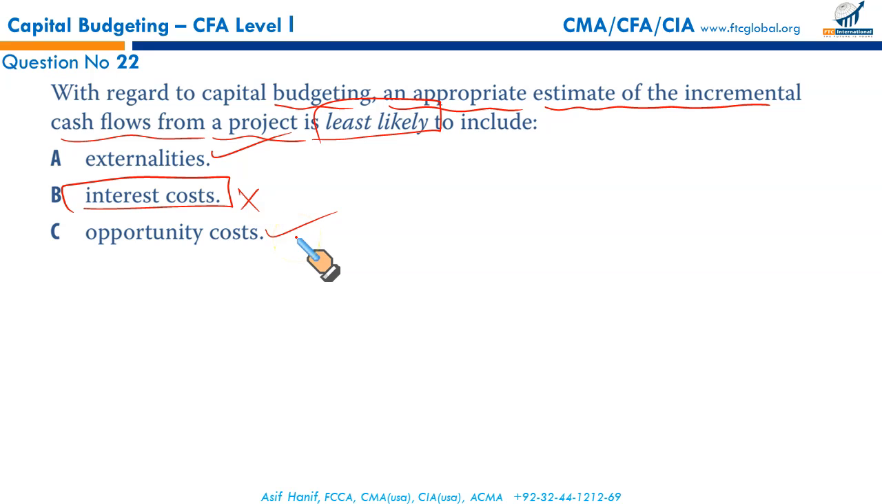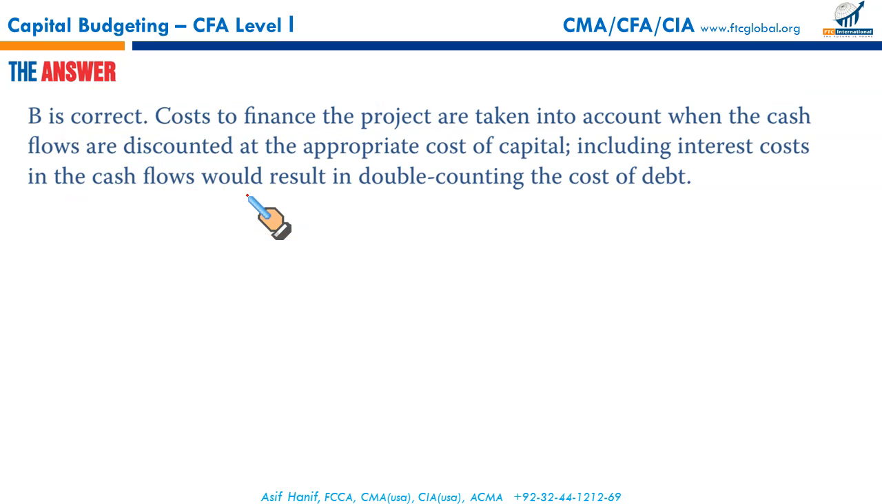Why? Because the interest cost is already embedded in our discount factor. If you consider the interest payments as well, that will be double counting. So that's why interest payments are not considered. So that makes B the least likely one.